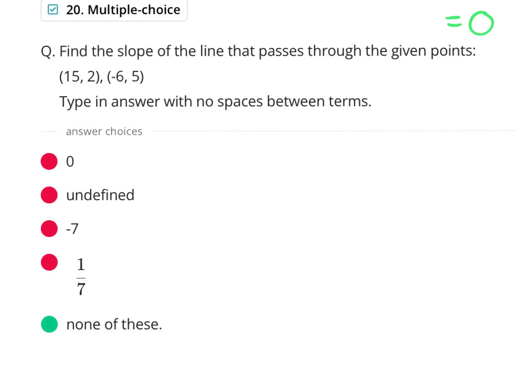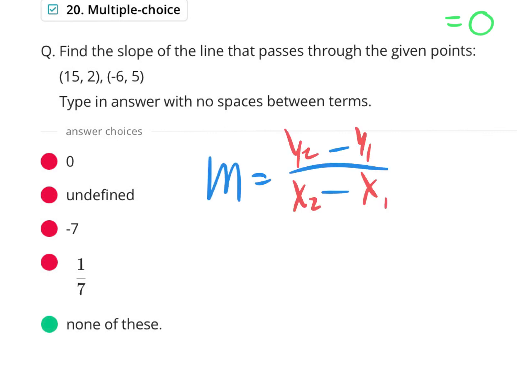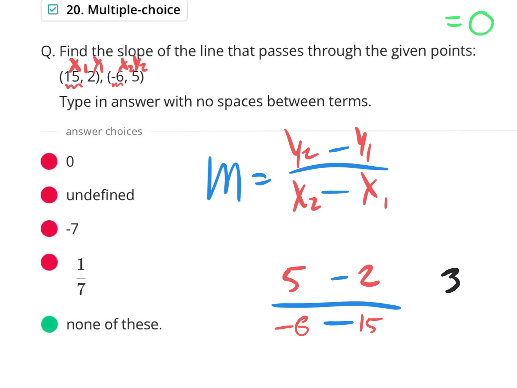And our final question here, once again, we want to use the slope formula to find the slope between these 2 points. And once again, we're going to use the division bar and the subtractions first, and then simply plug in our x and our y. So we're going to go with y2 first, which is 5, y1 next, which is 2, x2, which is negative 6, and x1, which is 15. And of course, 5 take away 2 is 3, and negative 6 take away 15 is negative 21.